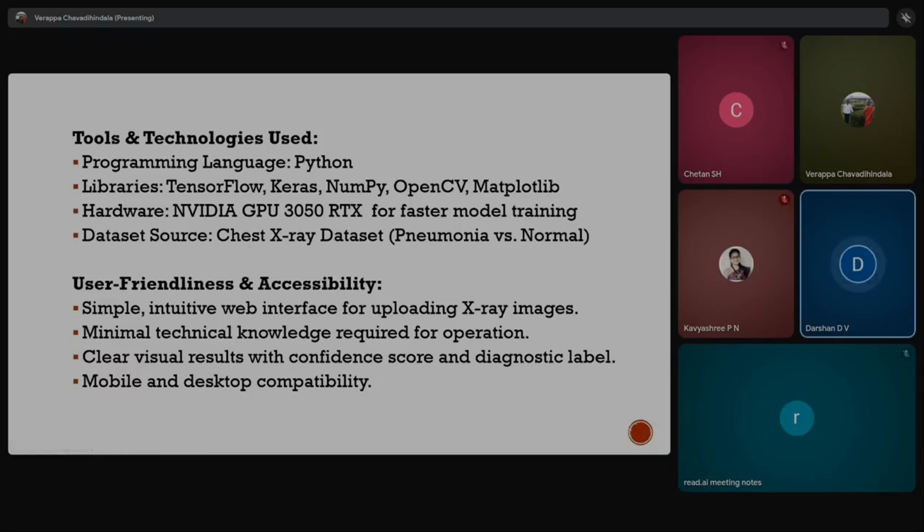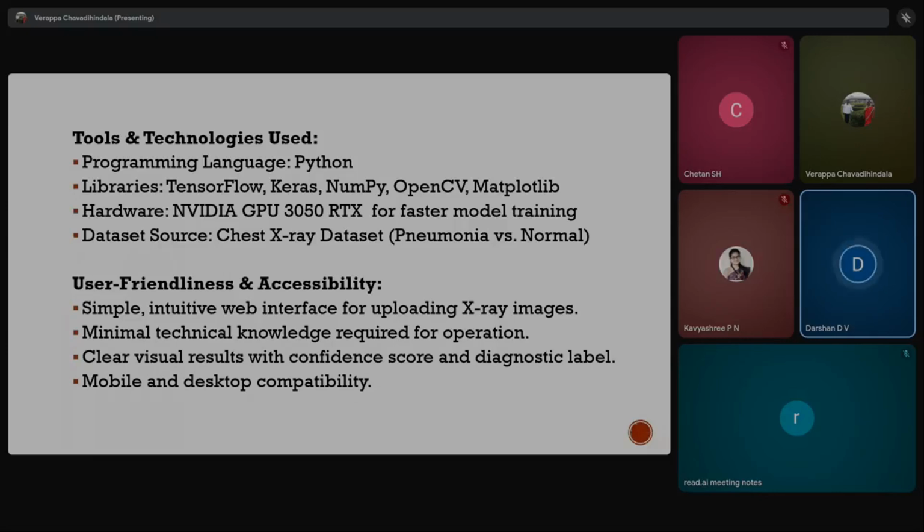Tools and technologies used. The main tools and technologies we use include Python as the programming language, since it provides excellent support for deep learning and image processing. The libraries we used are TensorFlow and Keras to build and train the CNN model, NumPy for data handling, and OpenCV for image pre-processing, which means image resizing, etc. And Matplotlib is used to visualize the results.